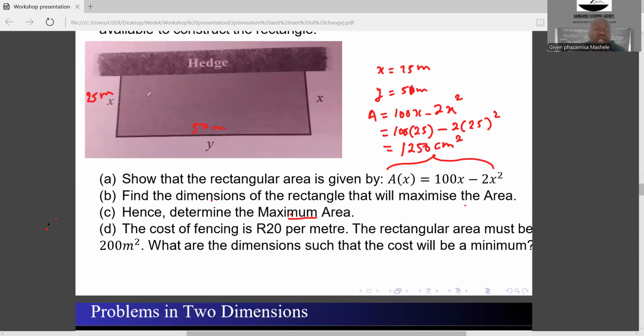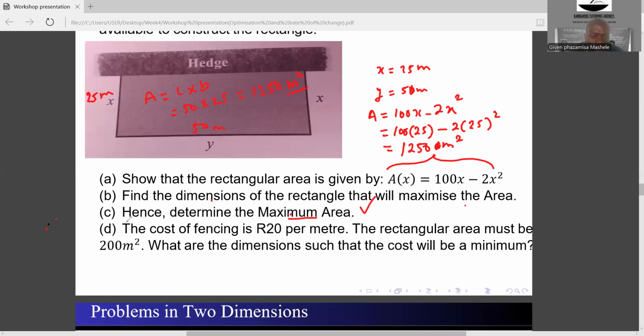Another way we can say the area is length multiplied by breadth. Then we have 50 multiplied by 25. 50 multiplied by 25 will still give us an area of 1,250 meters squared. I apologize, guys. I don't know why I was using centimeter, because they said it's a meter. So this is the area of the shape.